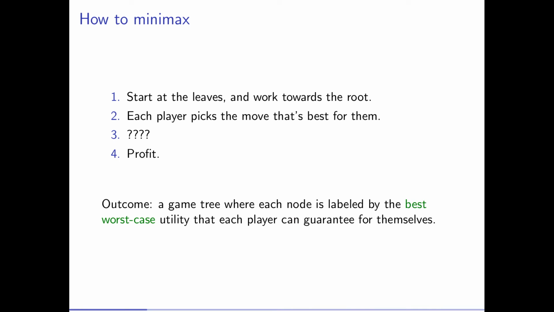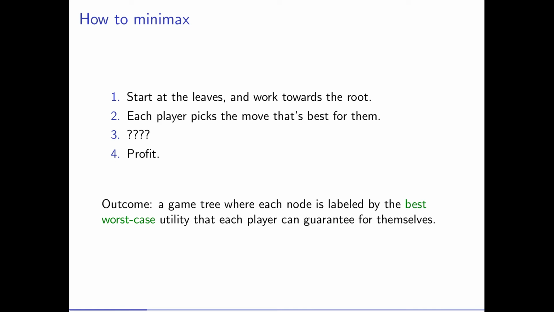So here's the plan for Minimax. You start at the leaves of the tree, that is the finished states of the game, and we're going to work towards the root. That is the first move of the game. Each player is going to pick the move that's best for them. And that's pretty much it.